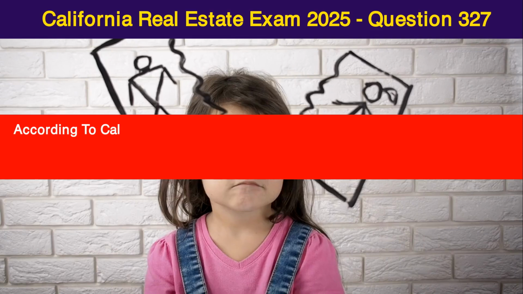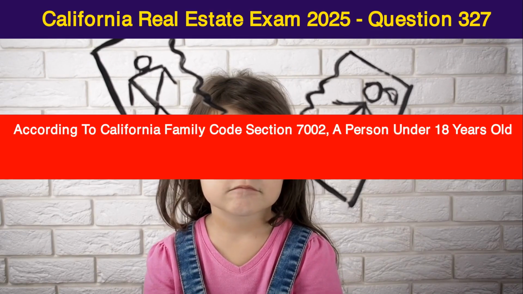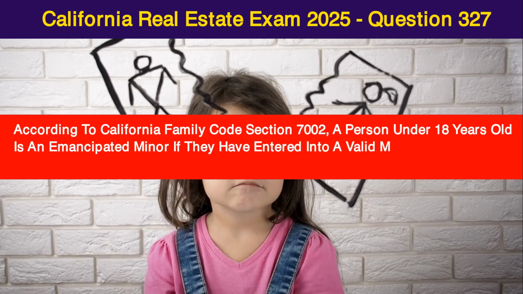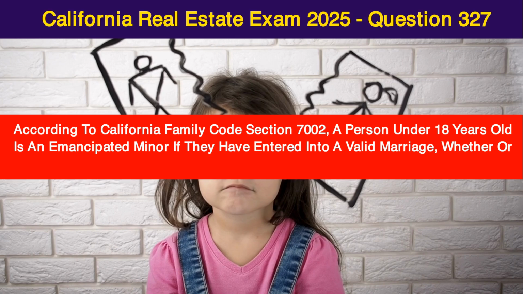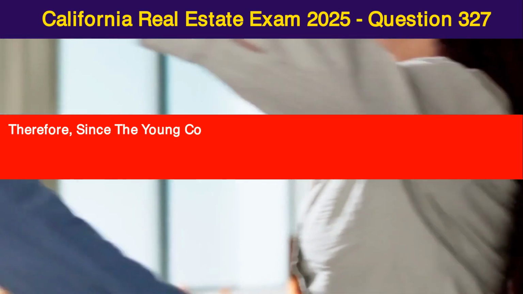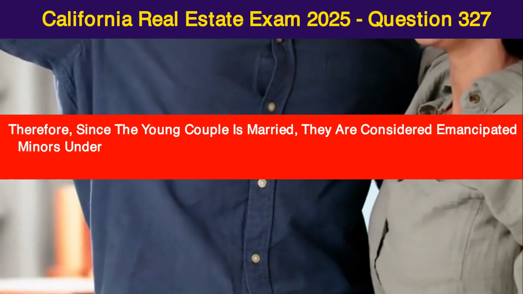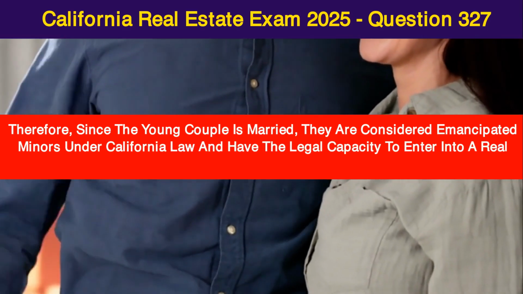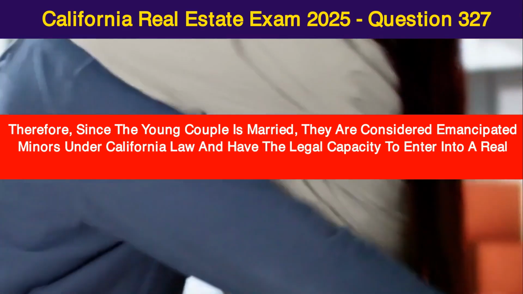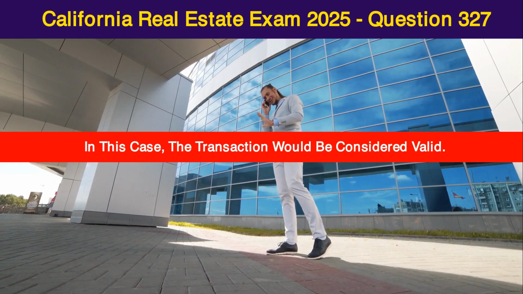Valid. According to California Family Code Section 7002, a person under 18 years old is an emancipated minor if they have entered into a valid marriage, whether or not the marriage has been dissolved. Therefore, since the young couple is married, they are considered emancipated minors under California law and have the legal capacity to enter into a real estate transaction. In this case, the transaction would be considered valid.